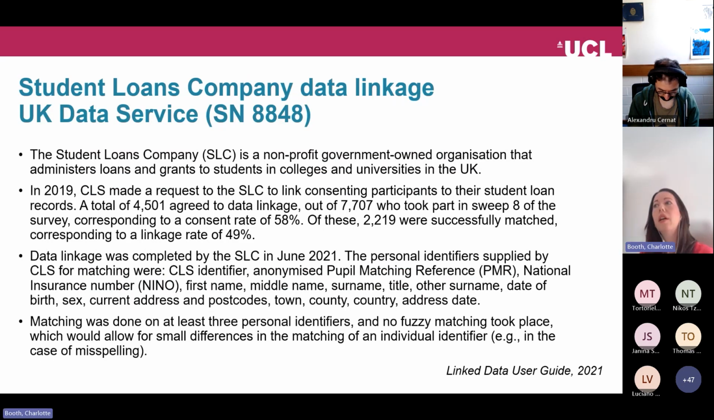So a bit on the student loans company data linkage. This is available via the UK Data Service under study number 8848. And like with all admin data linkages, it's under a secure license, which means that you can't just go and download it on the day.